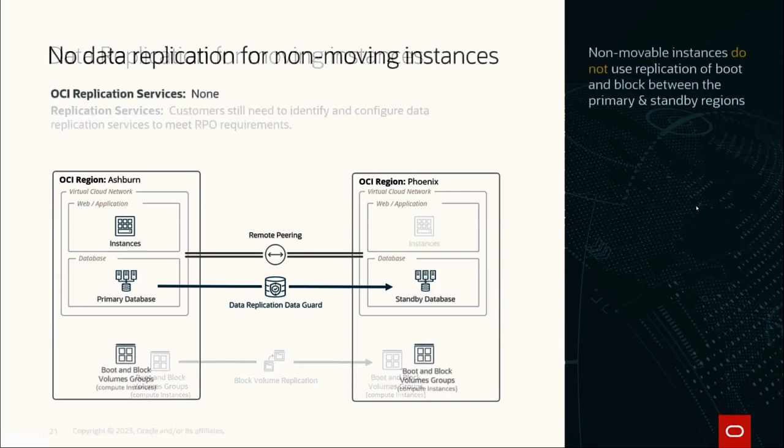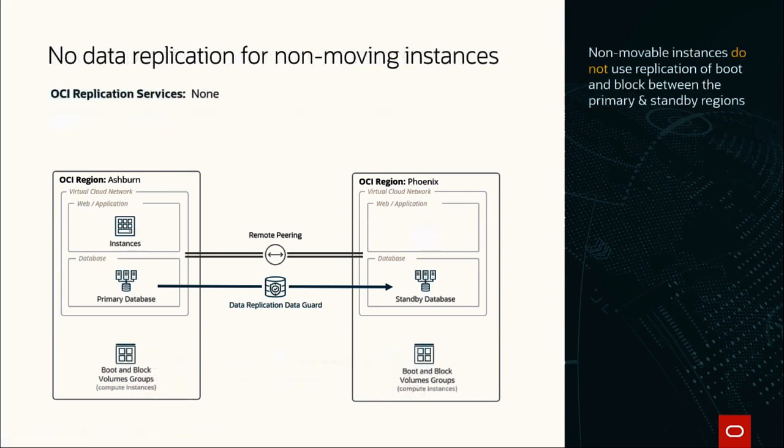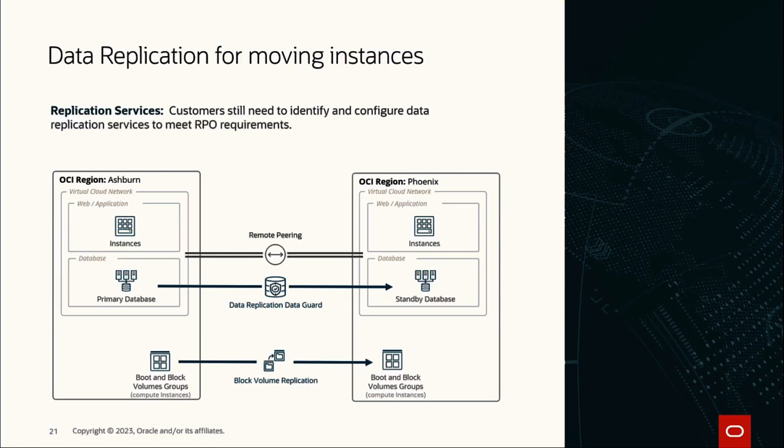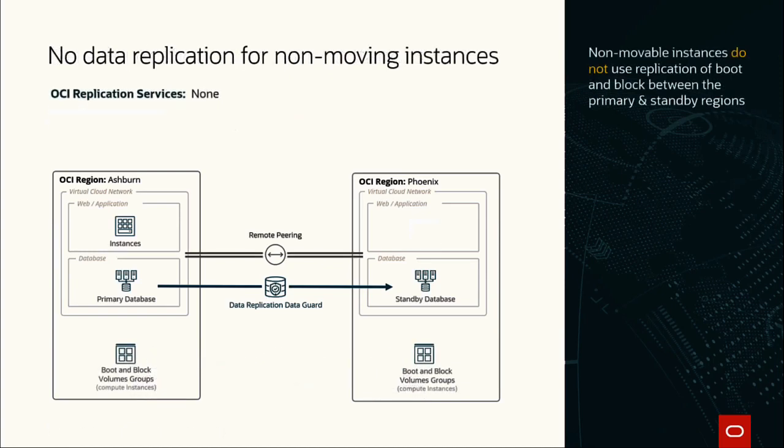Now we have non-moving. Look down there at the bottom of the slide. Let me go back one slide. This slide at the bottom, I had block volume replication. That's for moving instances. If you're doing non-moving instances, there's no reason to replicate their block and boot to the other region. So in this one, you don't do that.